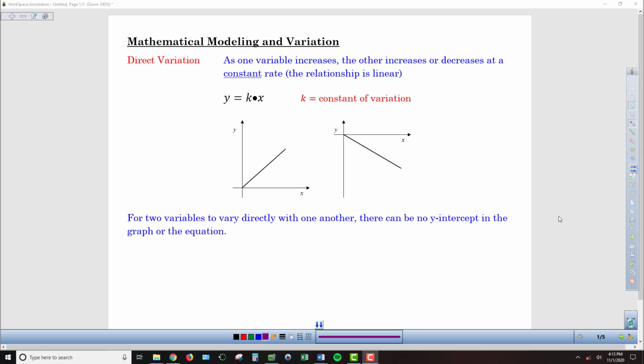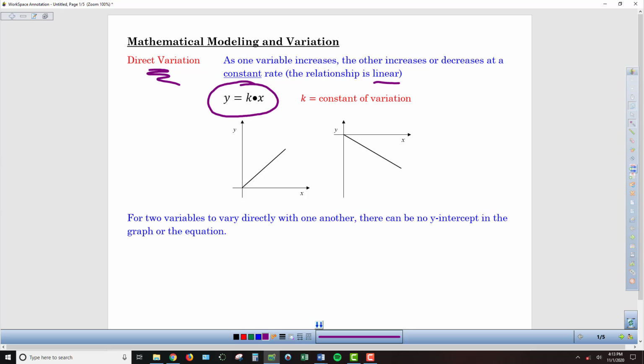Variables can have a variety of different relationships. The first of those that we'll explore is called direct variation. This is where as one variable increases, the other increases or decreases at a constant rate. So it's a linear relationship, and the equation is going to fall in the format of just y equals k times x, where k is this constant of variation.